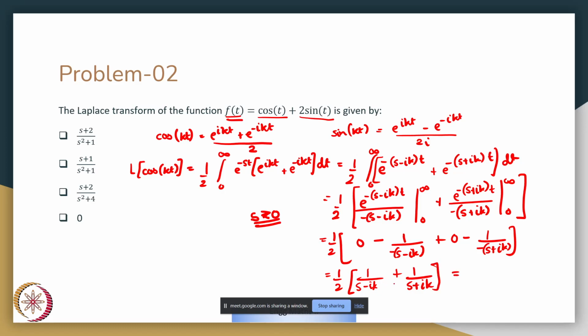and I would multiply the first term numerator and denominator with s plus ik, and for the second term multiply the numerator and denominator with s minus ik. So my whole thing would become half of (s plus ik plus s minus ik) upon s square plus k square. So this will cancel out, and therefore Laplace of cos of kt would essentially become 2s by 2, which is s upon s square plus k square.